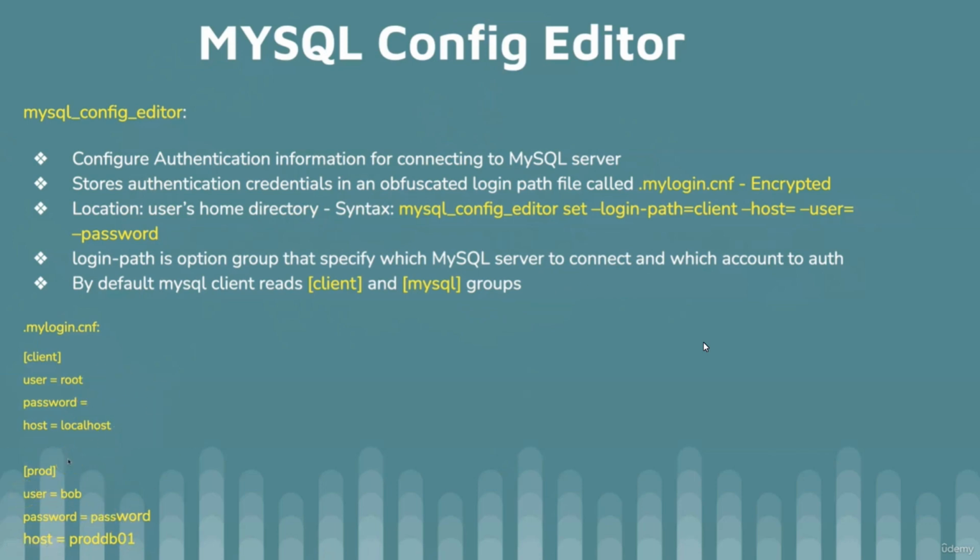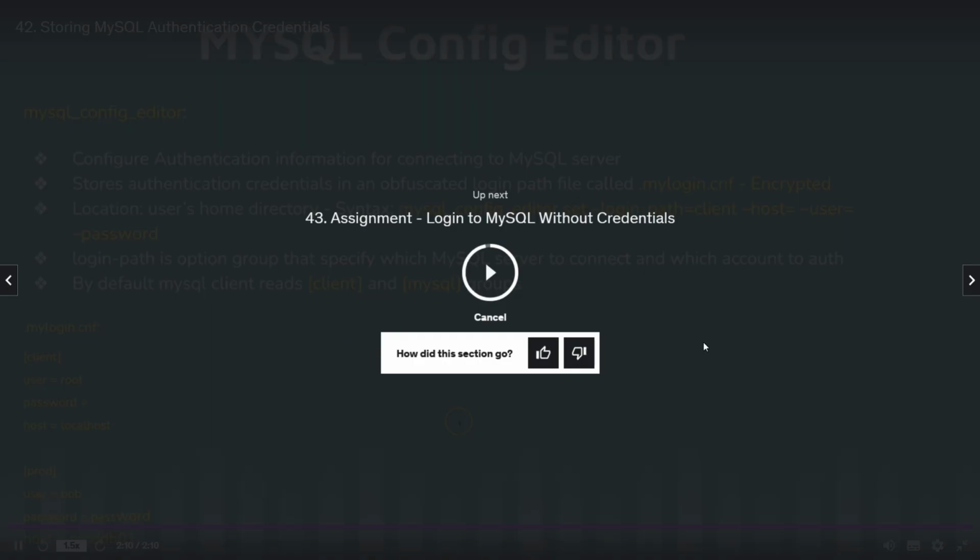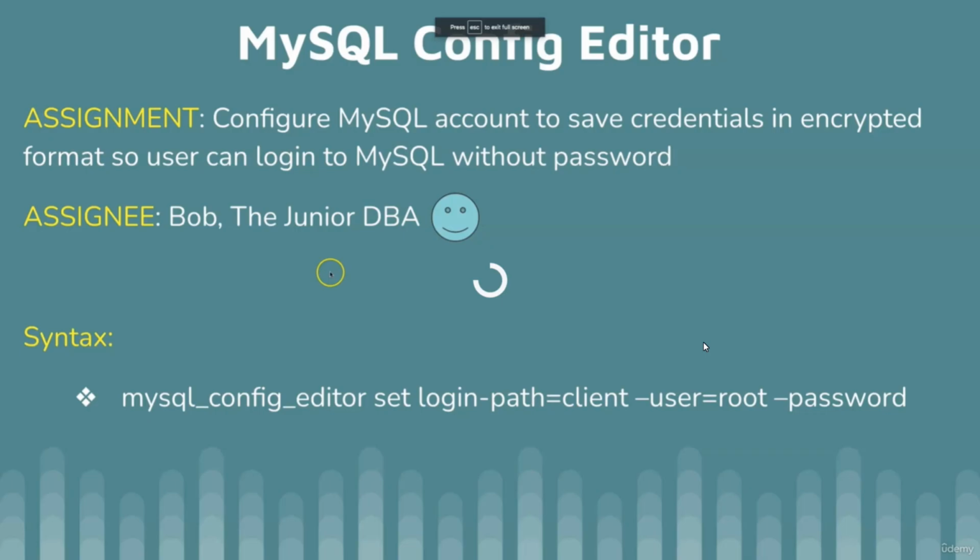So Bob is going to use this program to save root's user credentials. So let's see Bob in action. Bob, the junior DBA, got this assignment: he needs to configure a MySQL account to save the credentials in an encrypted format so a user can log into MySQL without being prompted for the password, because the password is already saved in an encrypted hidden file called .mylogin.cnf.